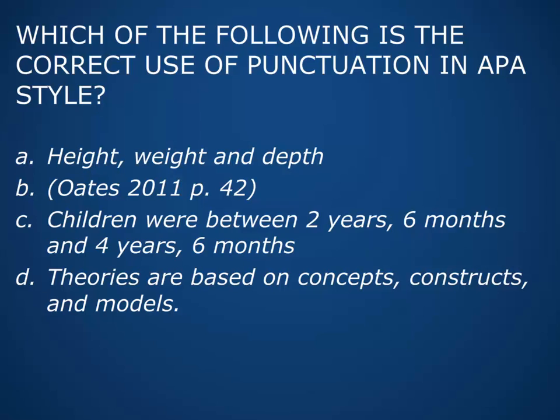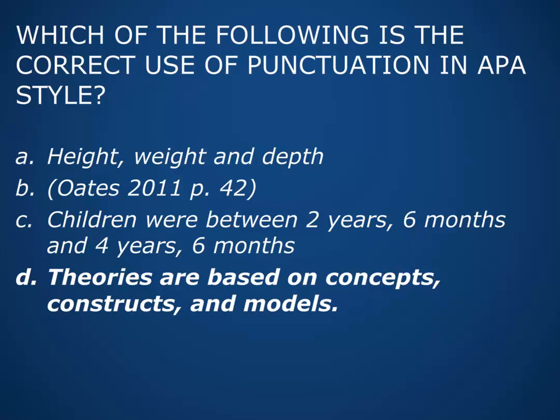Which of the following is the correct use of punctuation in APA style? A. Height, comma, weight, and depth. B. Oates, 2011, page 42 within parentheses. C. Children were between 2 years, comma, 6 months and 4 years, comma, 6 months. Or D. Theories are based on concepts, constructs, and models.